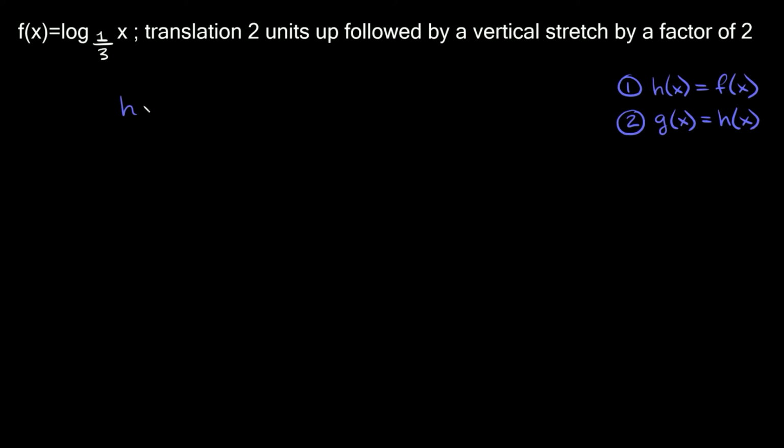So we're going to say that h of x is equal to f of x. Now, here we're going to say that h of x is equal to the first transformation and apply it to f of x. So what is the first transformation? It says a translation 2 units up. So in order to translate a function up or down, you basically just add or subtract that number at the very end, right? So here it says 2 units up, so that's plus 2. So h of x is going to be equal to f of x plus 2.